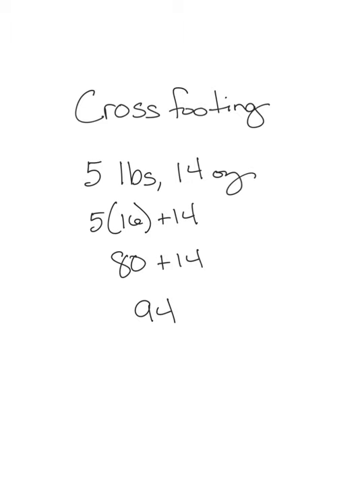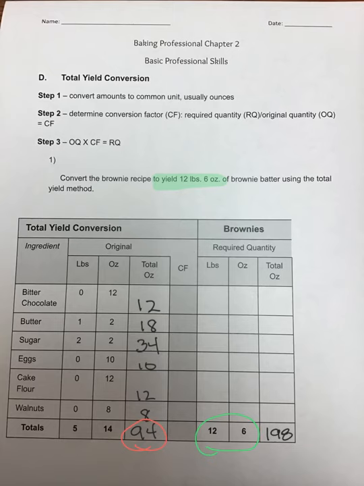On the previous page, we added the column, so let's look at the row. The row says that the total is 5 pounds 14 ounces. 5 times 16 is 80. So now we're at 80 plus 14 ounces, or 94 ounces. We're ready to move on to the next step.